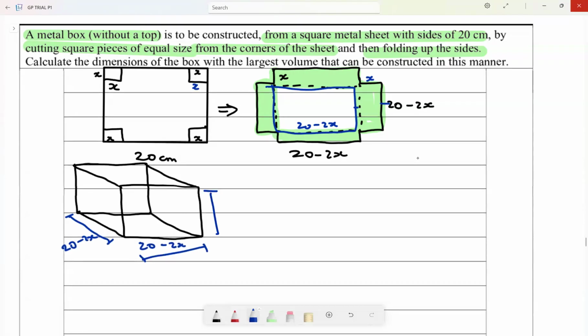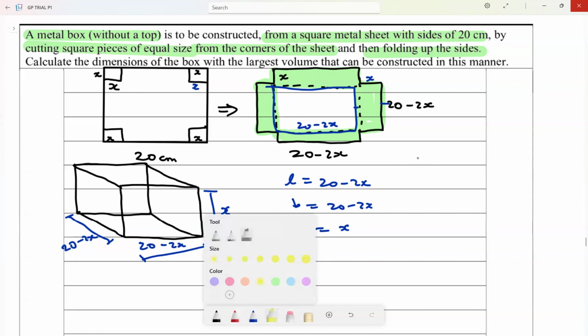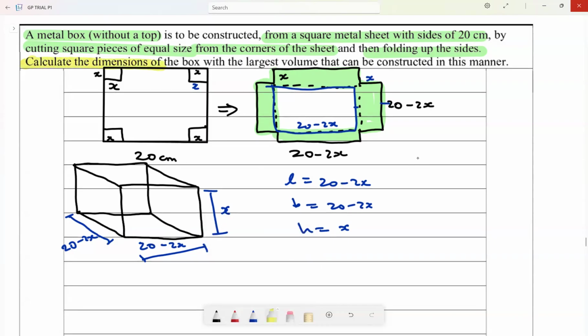And then what is going to be my height? Remember I said when you point your fingers like this and now rotate your fingers, this will become your x. So we have the length to be 20 minus 2x, the width to be 20 minus 2x, and the height to be x. Now that we have analyzed this, let's look at what the question is requiring us. Calculate the dimensions of the box with the largest volume that can be constructed in this manner.